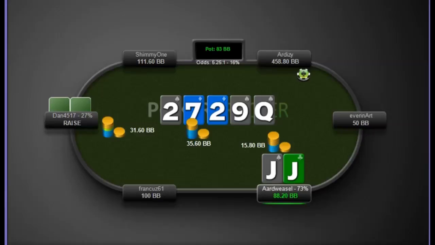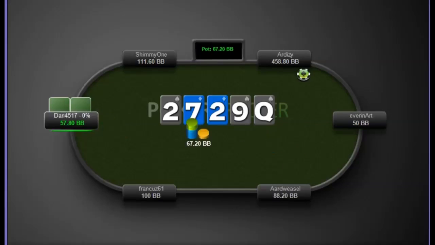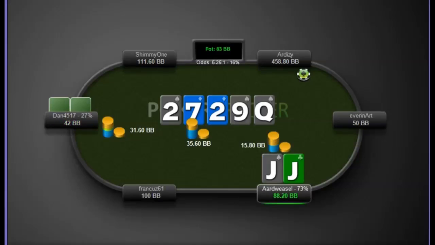But of course, our opponent may have some queen x, and he may have some backdoor flushes. He may also have slow rolled us with something like pocket 7s. So there's absolutely no way we can be calling the river raise here. And sometimes we are going to get bluffed. We're going to get bluffed in this spot by something like ace 5 of diamonds.